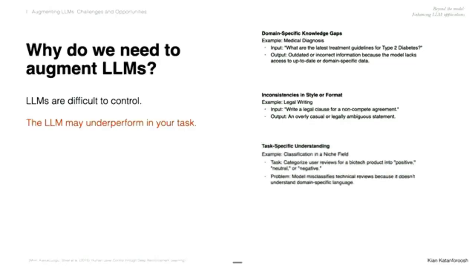The precision matters. And then, task-specific understanding, such as doing a classification on a niche field. Here, I pulled an example where, let's say, a biotech product is trying to use an LLM to categorize user reviews into positive, neutral, or negative.